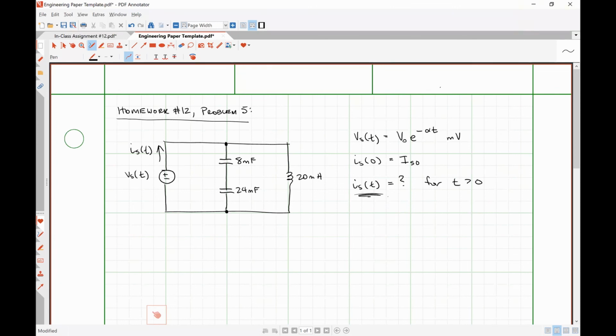You can add the capacitors together. That'd probably be the simplest thing. So we can combine those two capacitances. Two capacitances in series can be combined into a single equivalent capacitance. So what's 8 millifarads in series with 24 millifarads going to be?